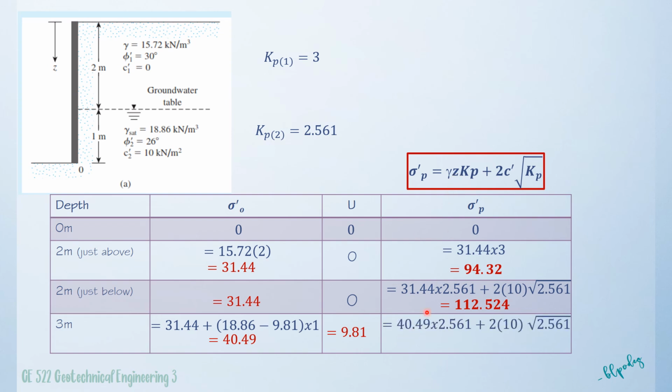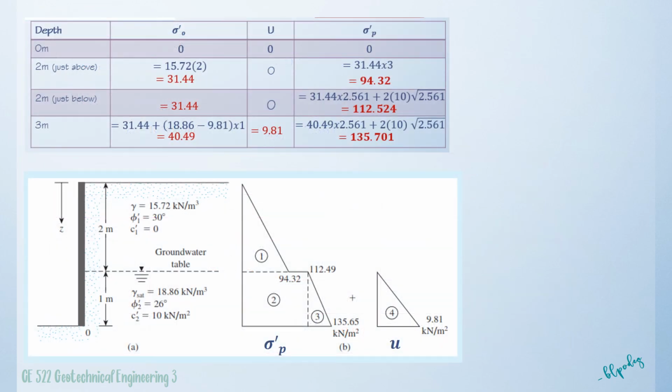40.49 times the value for the coefficient, 2.561, plus 2 times the cohesion. So the cohesion is given to be 10 multiplied by 2.561. That becomes now 135.701. Okay, so these values of the passive earth pressure, we will be using this to plot the pressure diagram, and from there, solve for our force per unit length.